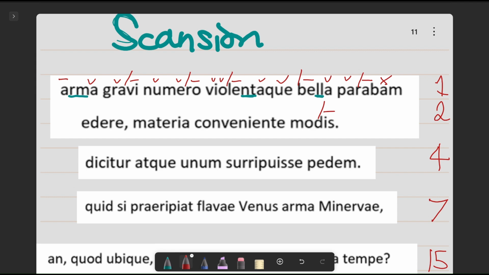Then we go the dactyl and the other dactyl. Oh, I didn't do the caesura in the first line. Okay, I'll do that in a minute. And then we have the half foot again. So then we have edere materia conveniente modis. No elision, which I should have looked for first again. You can tell it slips my mind, and I've ruined many scans that I've done of the line because I haven't looked for elision, so don't be like me.